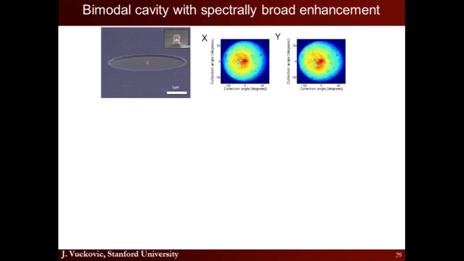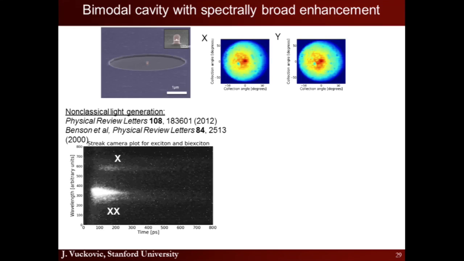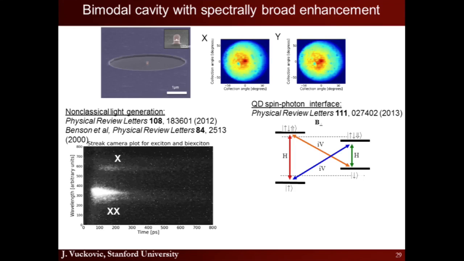So what is this cavity useful for? Well, we already have a bimodal cavity with pretty good quantum dot cavity coupling. It has 2 doubly degenerate modes. It has strong Purcell enhancement. So this could be useful for a variety of non-classical light generation proposals.